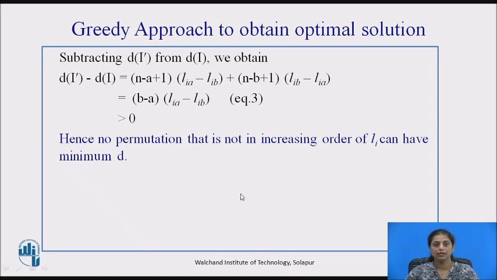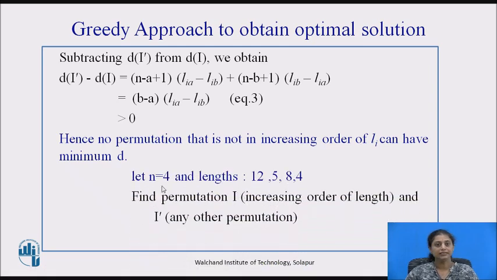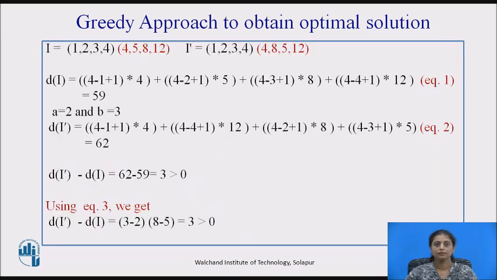Now we'll see this with an example. Consider n = 4 and lengths 2, 5, 8, 4. You now know how to get the greedy order and how to store the programs. Find the permutation I where the programs are in increasing order of length, and any other permutation I dash where two programs are not in increasing order. At this moment, pause the video and write down the two combinations. So yes, I is nothing but the increasing order of length: 2, 4, 5, 8, which is 1, 2, 3, 4.